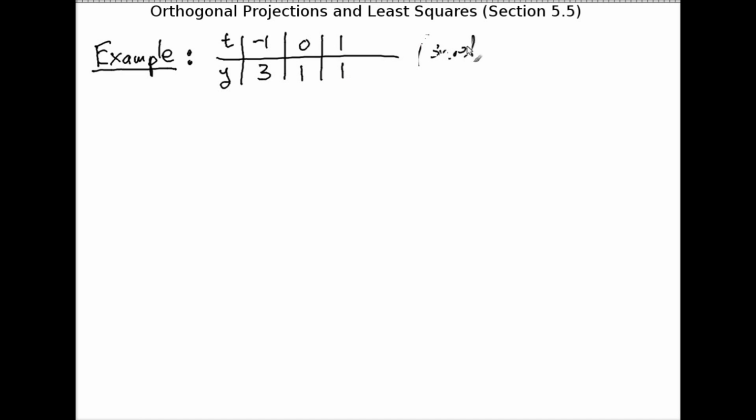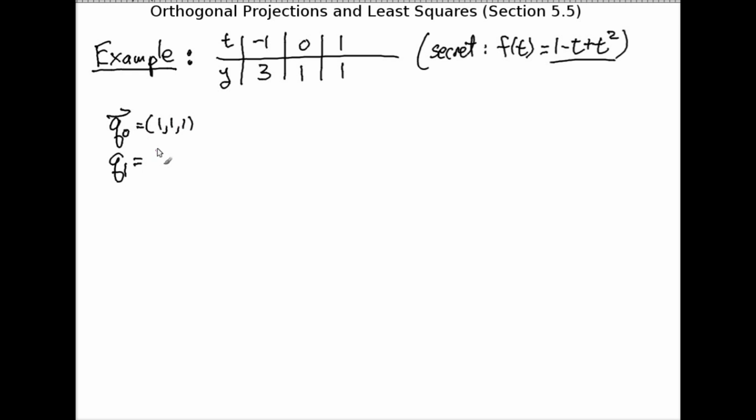And I'm going to let you in on a little secret here, that there's an exact fit for this function, which is 1 minus t plus t squared. So that's the answer that we're looking for. So let's go through the algorithm. Q0 is this vector 1, 1, 1. And Q1 is this vector T1, T2, T3, which is to say -1, 0, 1.